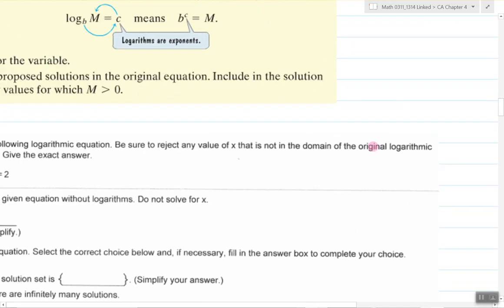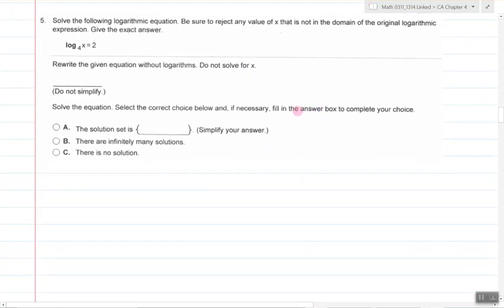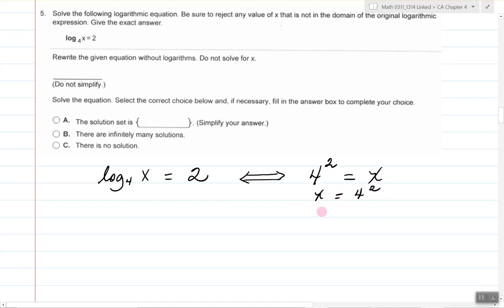All right, let's take a look at number 5. We have log base 4 of x is equal to 2. Do you have a single logarithm statement? Yes. Then let's rewrite it in exponential form. The base is 4, the exponent is 2, and it is equal to the value, which is x. If you want to turn it around, x is equal to 4 squared, so x is equal to 16.